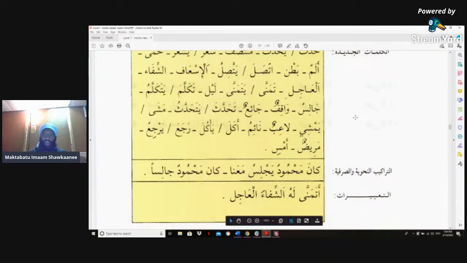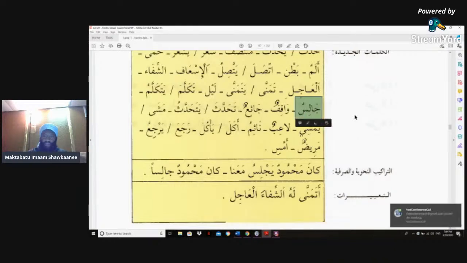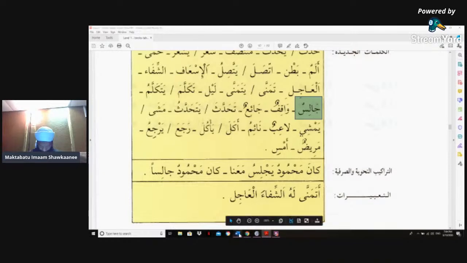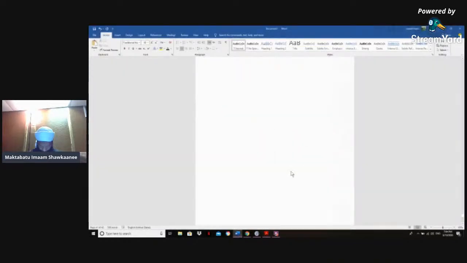Abu Zubayr, read this word that's highlighted, inshallah. Jalisun. Well done. Jalis. Let's take some of the words, inshallah ta'ala. Jalis.